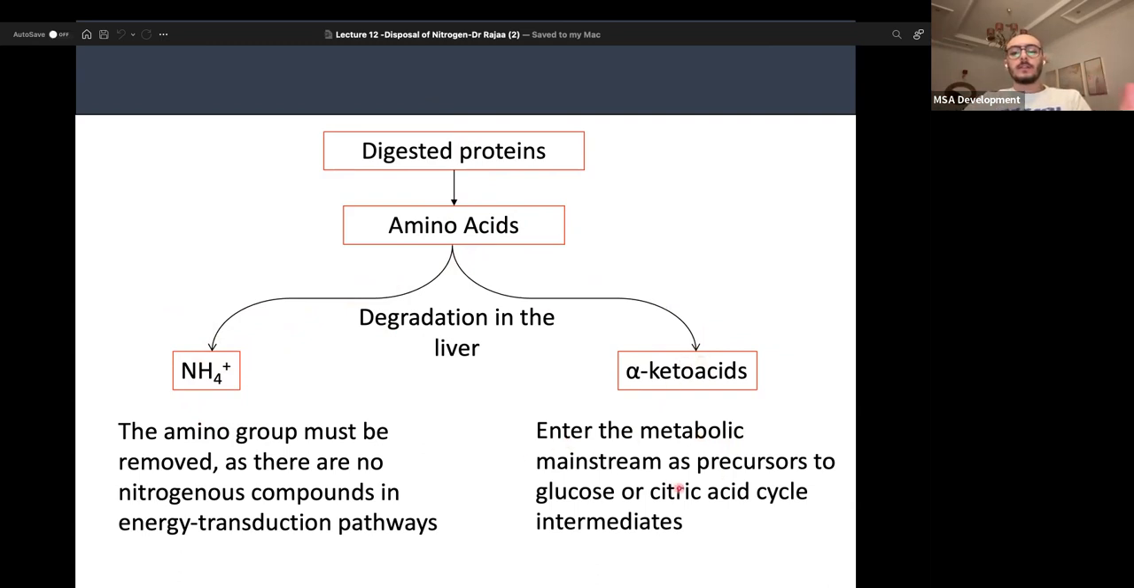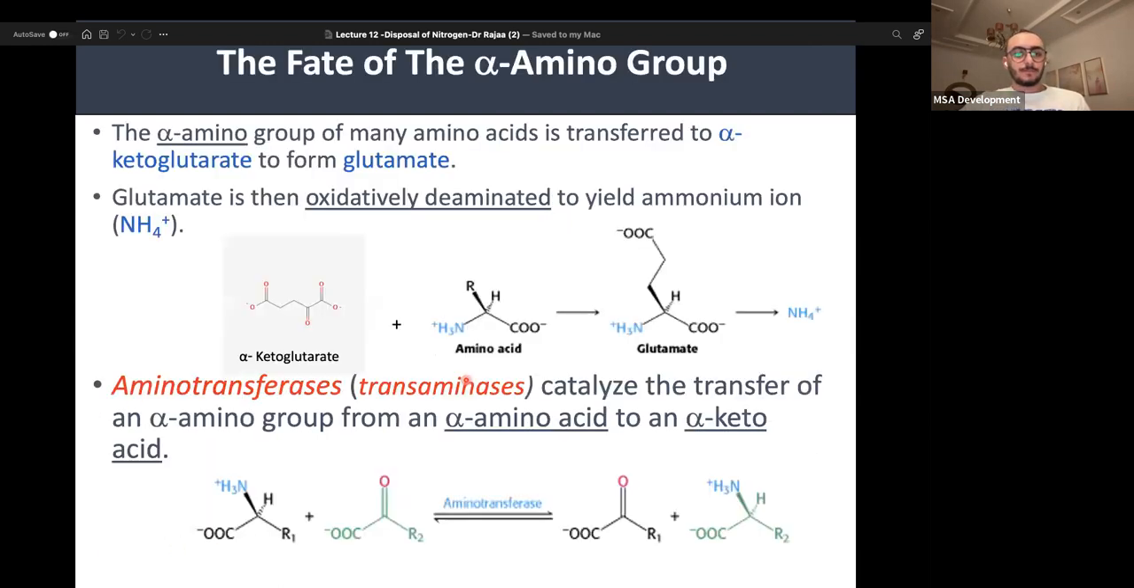And alpha keto acids will enter the metabolic mainstream as precursors to glucose or citric acid cycle intermediates, which will basically become ATP, because glucose will end up as ATP. Citric acid, if any metabolite enters the citric acid cycle, it will also end up as ATP. And then ammonia will just be excreted or removed from the body.